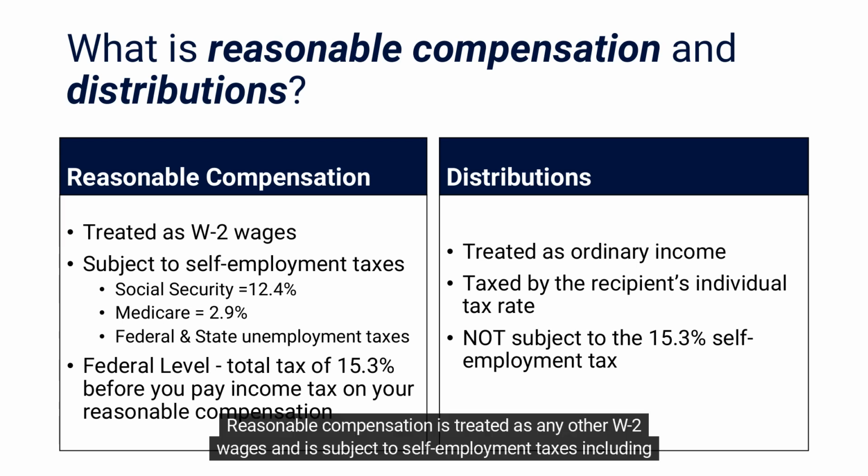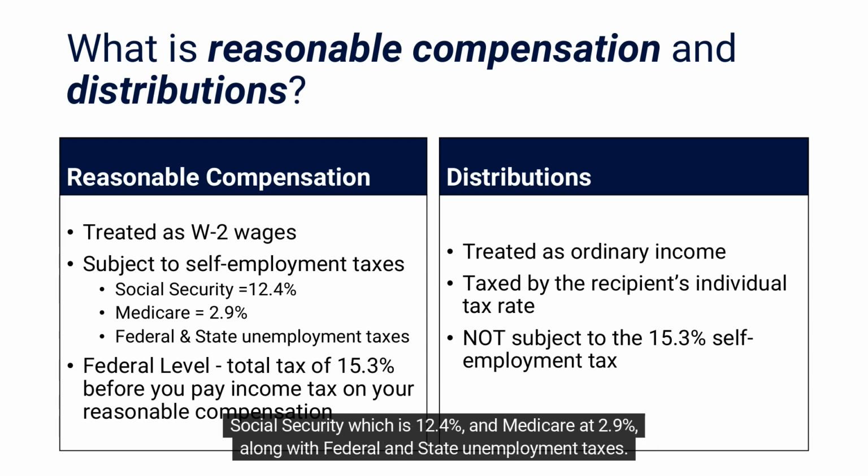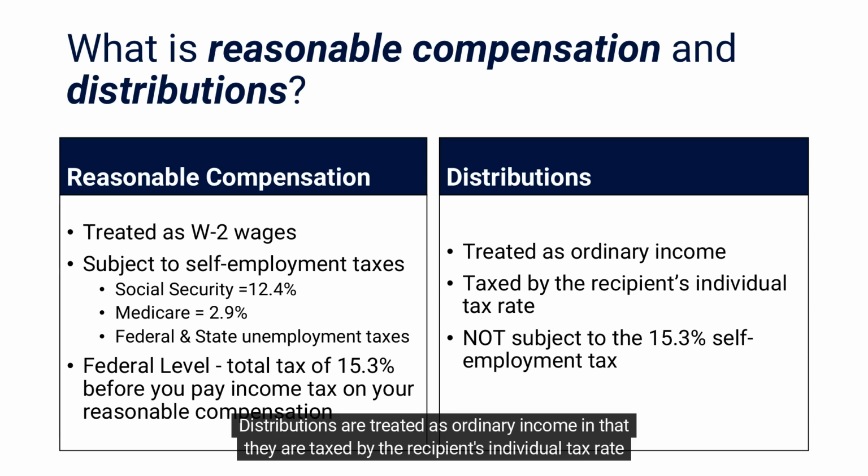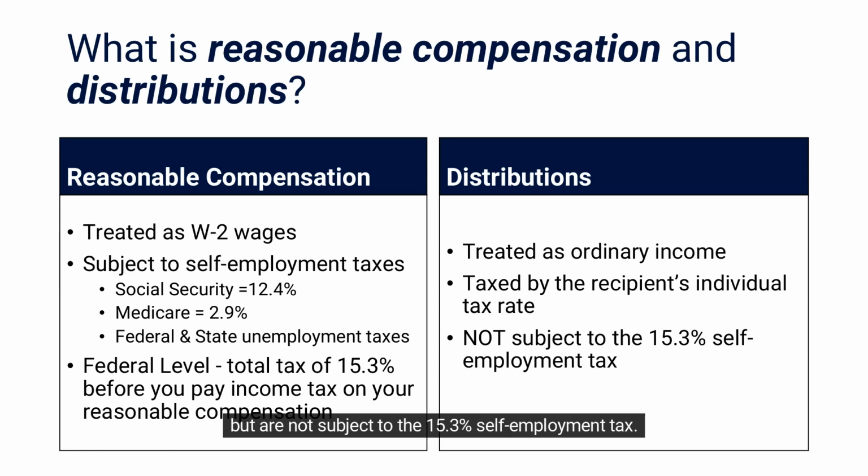Reasonable compensation is treated as any other W-2 wages and is subject to self-employment taxes, including Social Security, which is 12.4%, and Medicare at 2.9%, along with federal and state unemployment taxes. At the federal level, this means a total tax of 15.3% before you pay income tax on your reasonable compensation. Distributions are treated as ordinary income in that they are taxed by the recipient's individual tax rate but are not subject to the 15.3% self-employment tax.